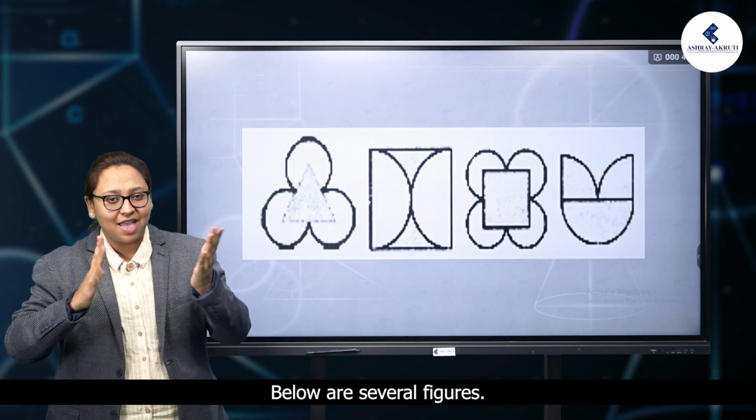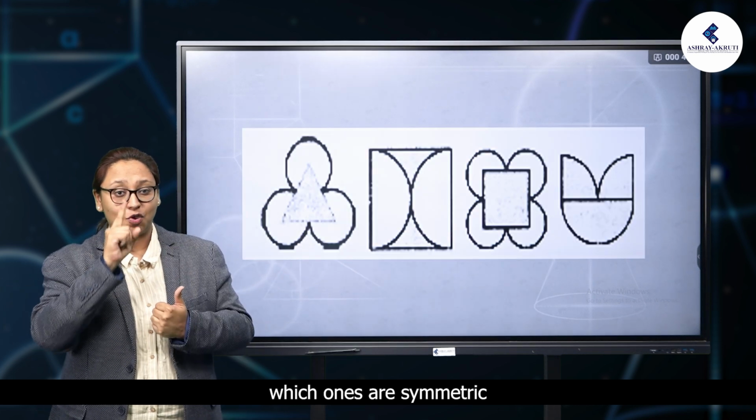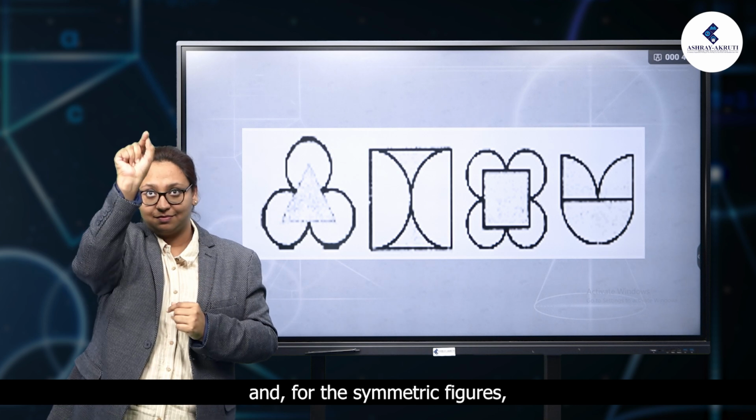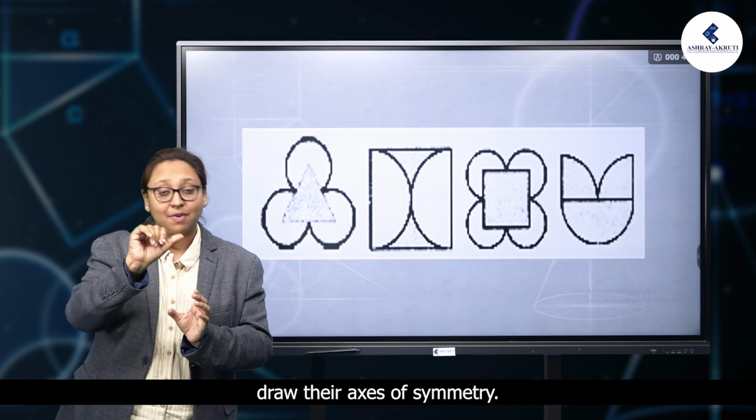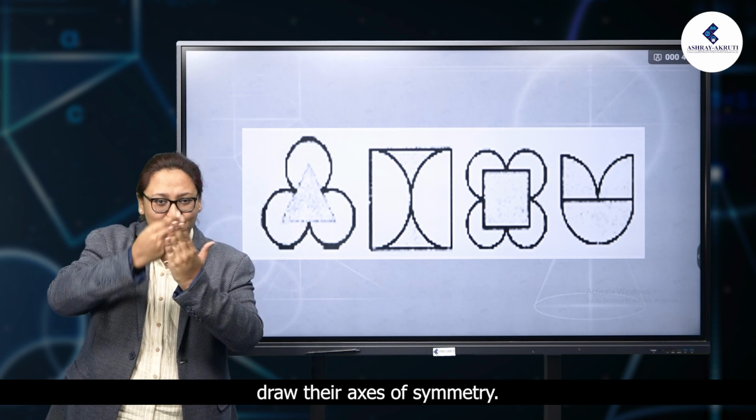Below are several figures. Determine which ones are symmetric. And for the symmetric figures, draw their axis of symmetry.